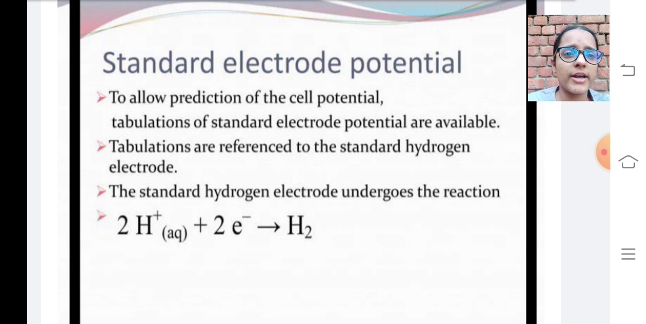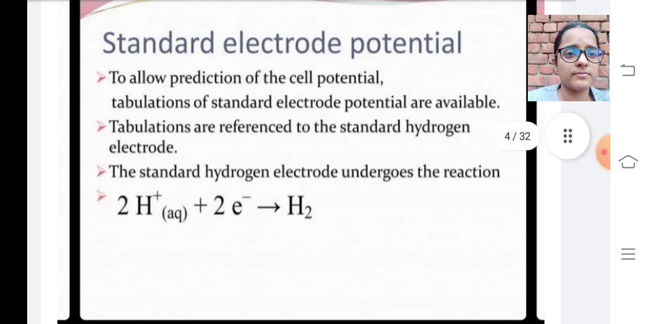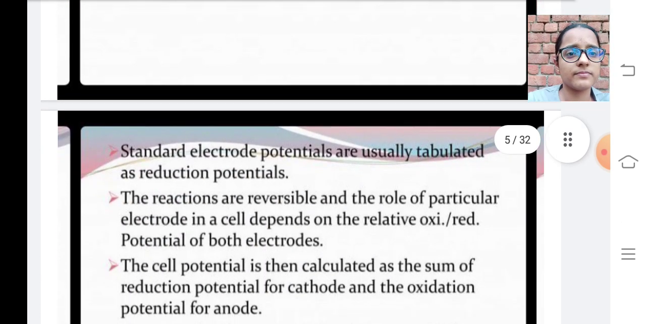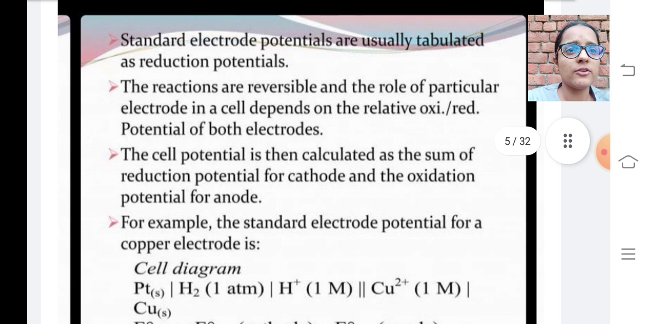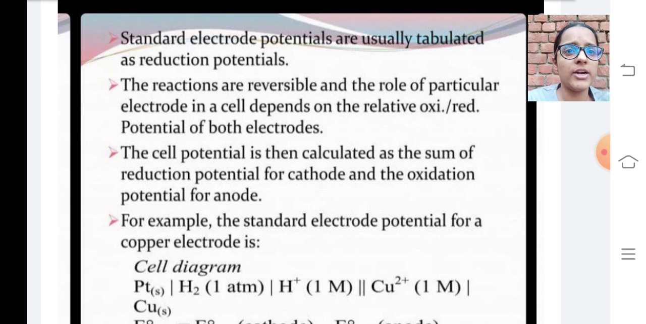Standard electrode potential. To allow prediction of the cell potential, tabulations of standard electrode potentials are available. Tabulations are referenced to the standard hydrogen electrode. The standard hydrogen electrode undergoes the reaction 2H+ + 2e- gives H2. Standard electrode potentials are usually tabulated as reduction potentials.